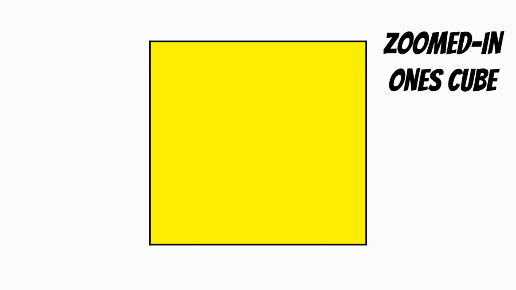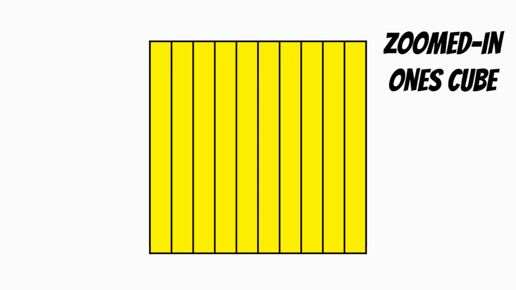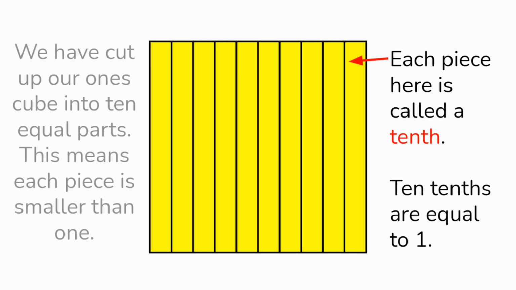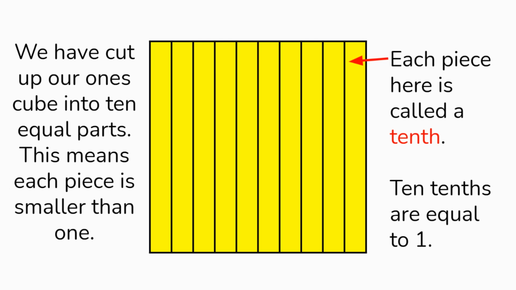And what we're going to do is cut it into 10 little pieces. Since we cut it into 10 equal parts, each piece is called a tenth. And if we add up all of these tenths, they're equal to that 1 cube. So 10 tenths is equal to 1. We've cut up our ones cube into 10 equal parts, and each piece is smaller than 1.